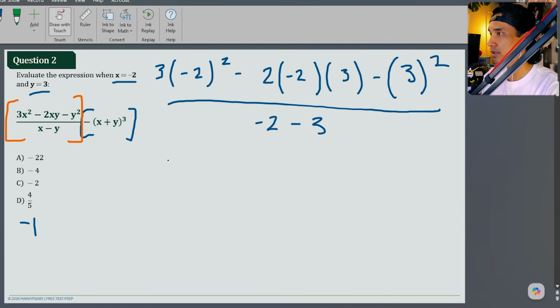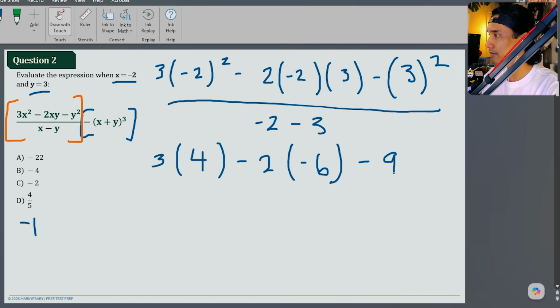And I'm actually going to do it the long way, okay? Just so we don't make any mistakes. So -2 times -2, that's 4, okay? Minus, what is -2 times 3? I'm going to put this 2 right here. -2 times 3, that's -6. And then 3 times 3, 3 squared, that is 9. Everything is over -5. Because -2 minus 3 is -5.